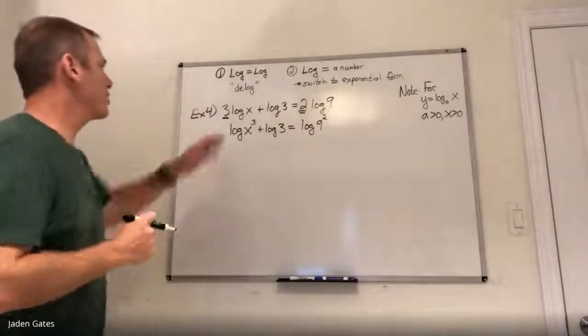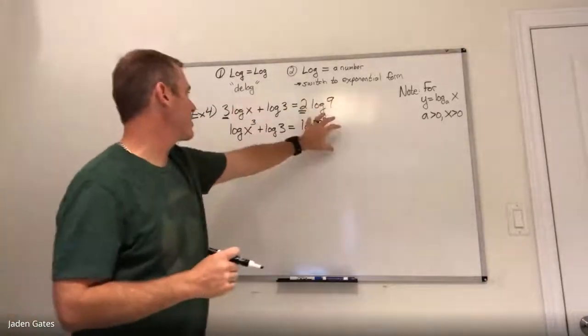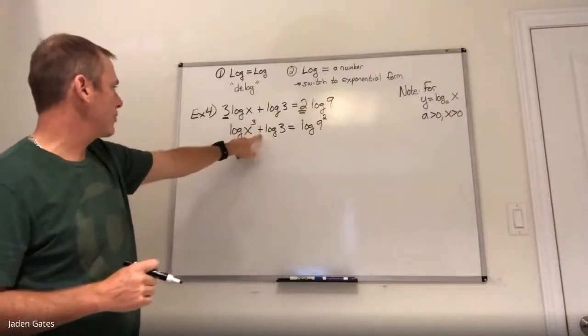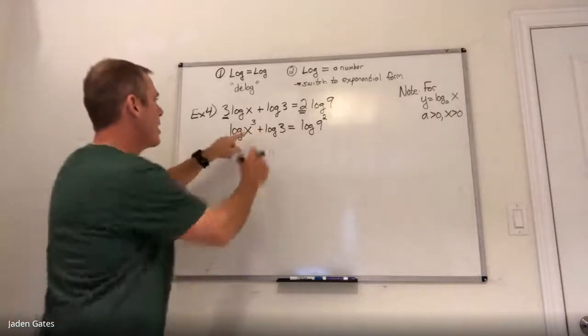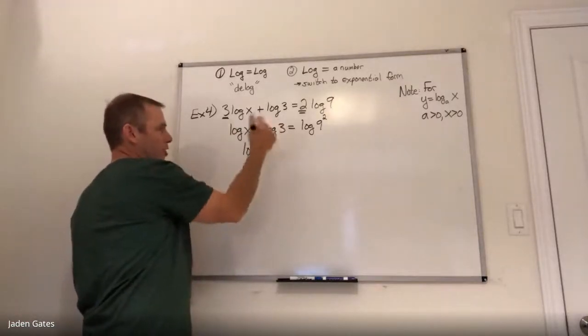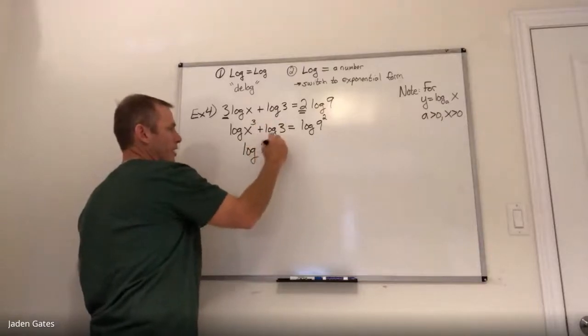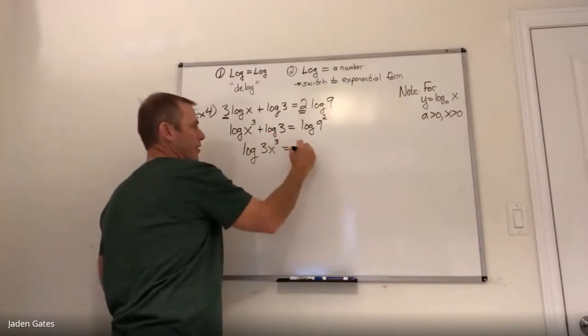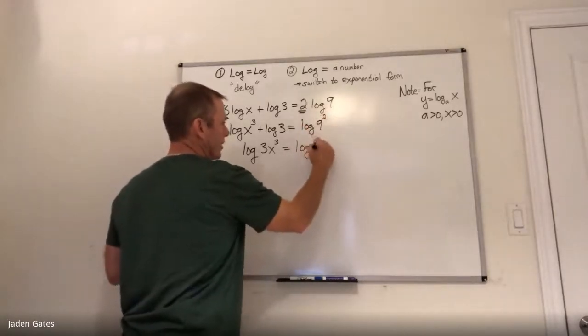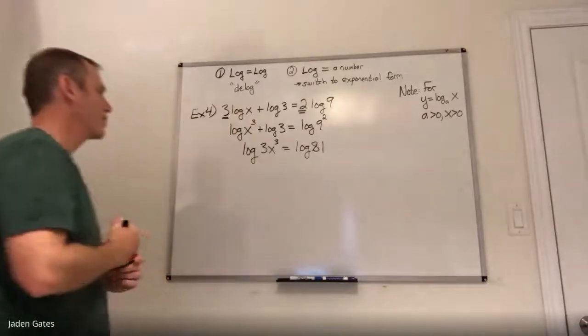There we go. But I still don't have a single log equaling a single log. But I can put these two together. And again, using my log rules, if these two logs are added, I can rewrite it as log of x cubed times 3, or properly written as 3 times x cubed. Just putting in a different order there. 9 squared, that's 81, so I can actually figure that out.